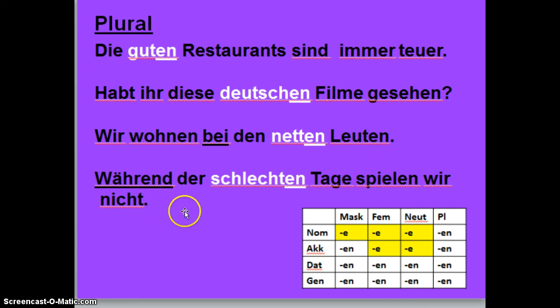And in the following last example, genitive case with plural, während der schlechten Tage, during the bad days. Okay? It doesn't even matter what case it is. If your noun, Tage, Leuten, Filme, Restaurants, is plural, the adjective that comes before it will always end in en. All right? So there you have it.